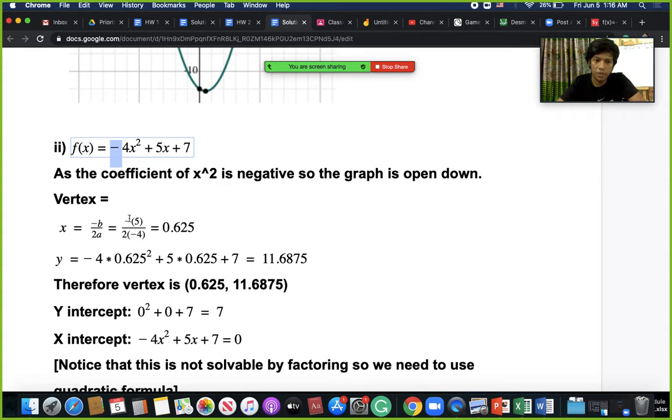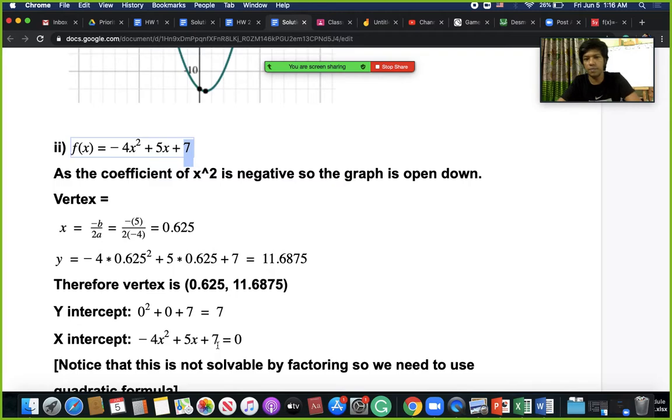Same formula, minus b by 2a. In this case, the value of a is minus 4, b is 5, and c is 7. So you put in the a, b, c values and you do this first part the same way. For the y-intercept, you do the same: you put 0 in x, and you get the y-intercept 7.